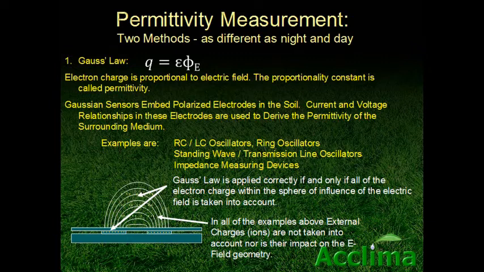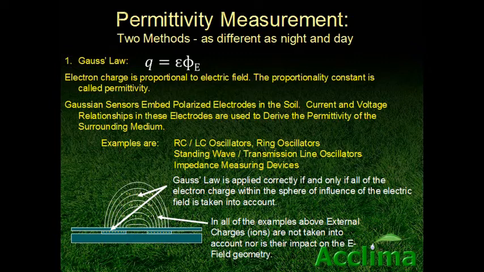The first is Gauss's law, which relates electronic charge to electric field. Numerous soil moisture measurement devices are on the market that use or are influenced by Gauss's law. Examples are LC or RC oscillators, standing wave or transmission line oscillators, and various impedance measuring devices. The common basis and also common weakness of all these is that they are based on current and voltage measurements and relationships that are associated with various clever electrode configurations placed in the soil.